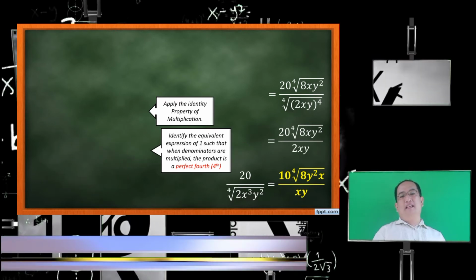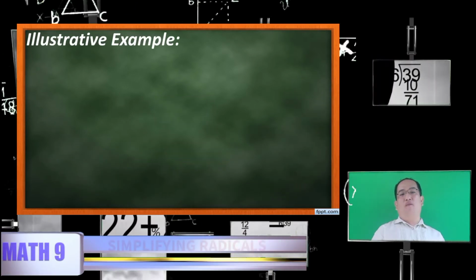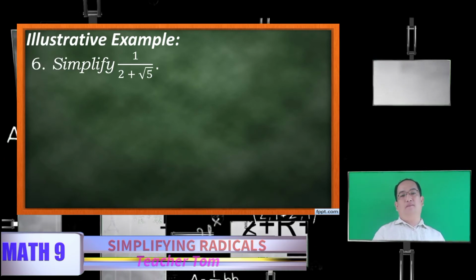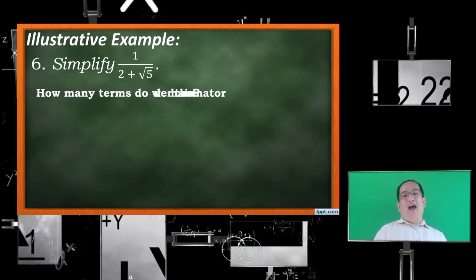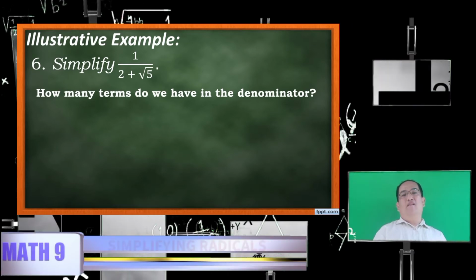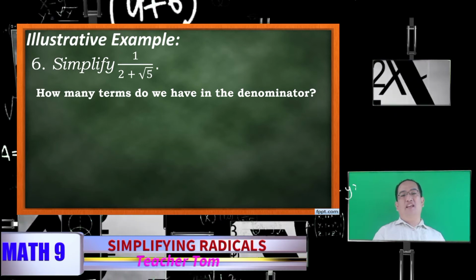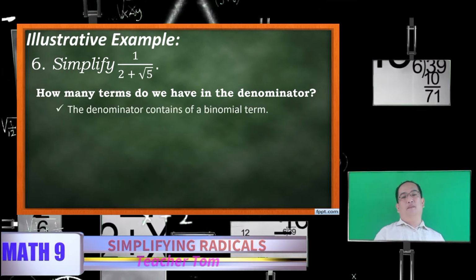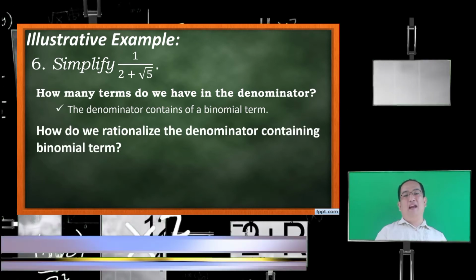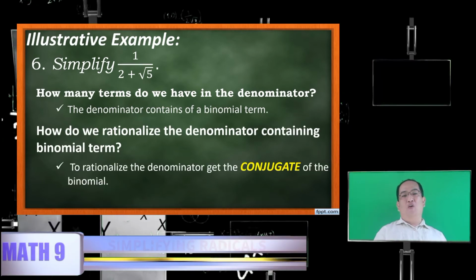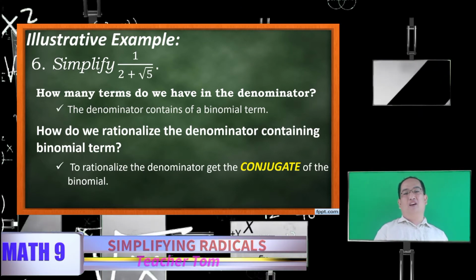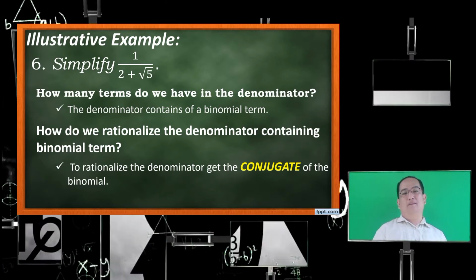Okay, number 6. Simplify 1 over 2 plus square root of 5. Okay, how many terms do we have in the denominator? Very good. The denominator contains a binomial term. Then, how do we rationalize the denominator containing a binomial term? Okay, to rationalize the denominator, get the conjugate of the binomial.